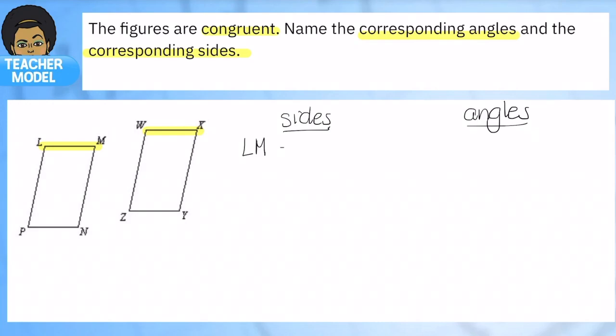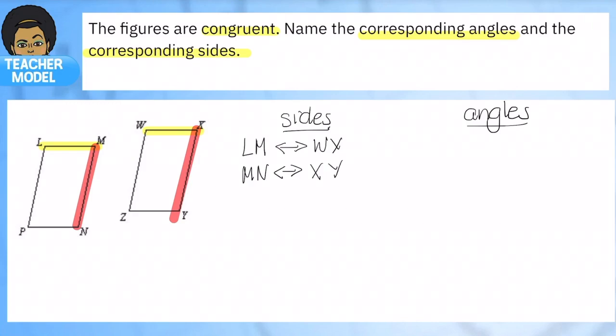Side LM corresponds with WX. And let's just pick the long side. And this one's pretty easy, right? Because you have a short side and a long side. So MN corresponds with XY.